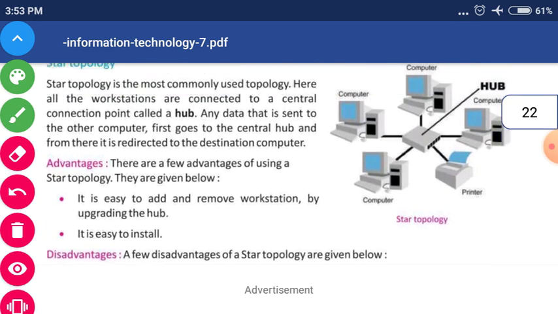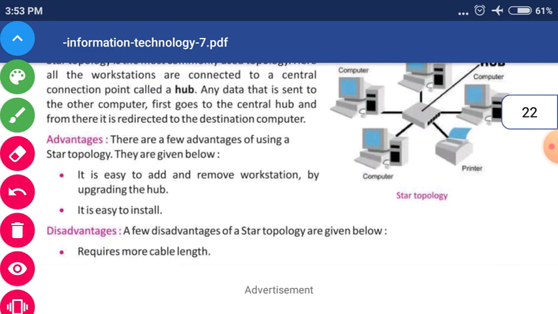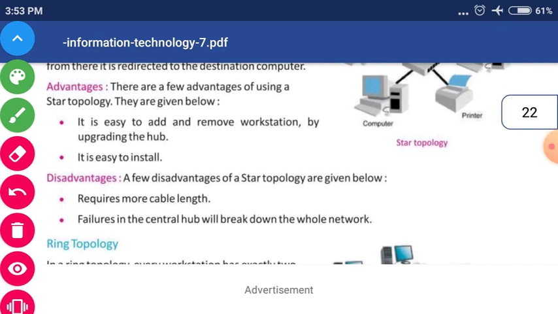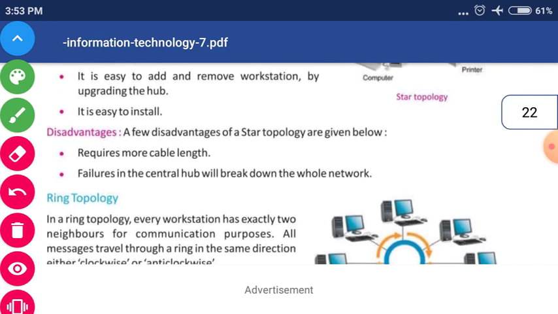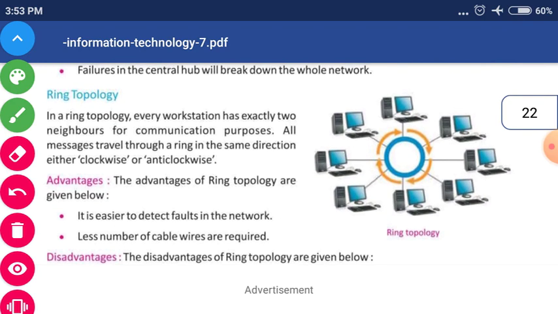The main advantage of such a topology is that it is easy to add and remove workstations by upgrading the hub. And the disadvantage of star topology is that it requires more cable length, and failure of the central hub will break down the whole network.